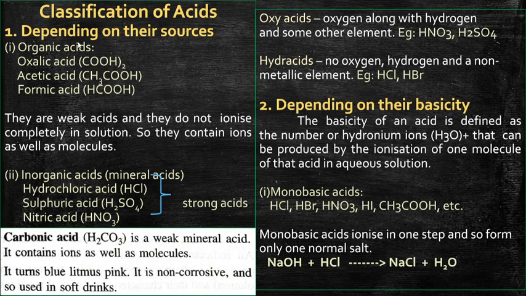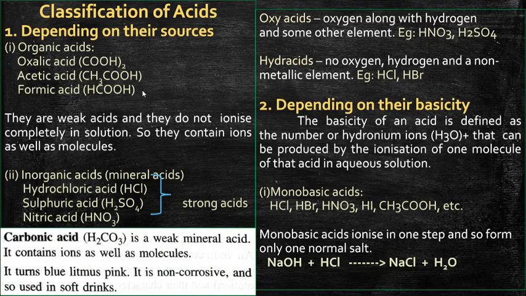So organic acids are nothing but the acids which are usually obtained from plants. They are called organic acids, and these contain carbon atoms along with hydrogen atoms. So organic acids contain at least one carbon atom and one hydrogen atom. Examples here: oxalic acid, acetic acid, formic acid.